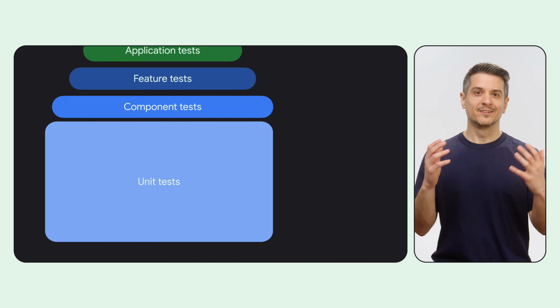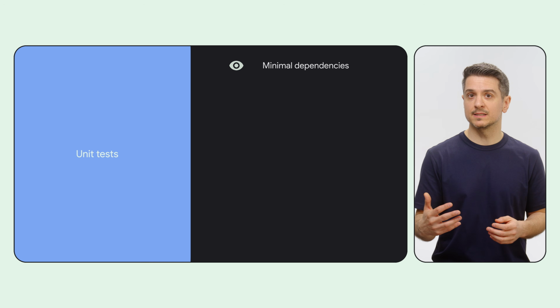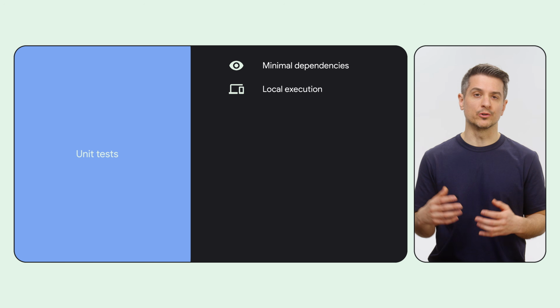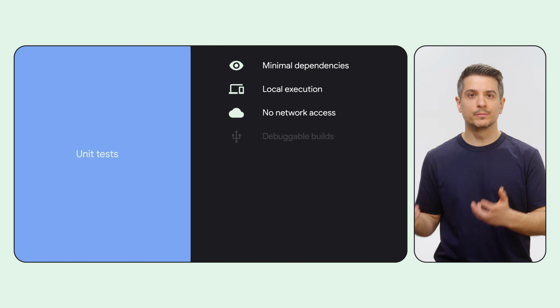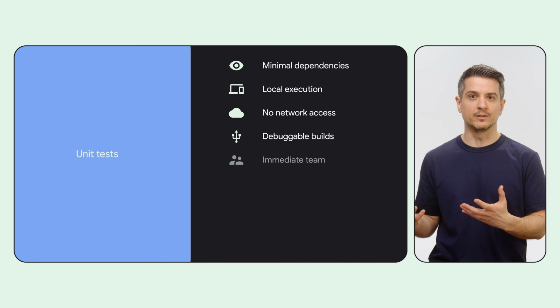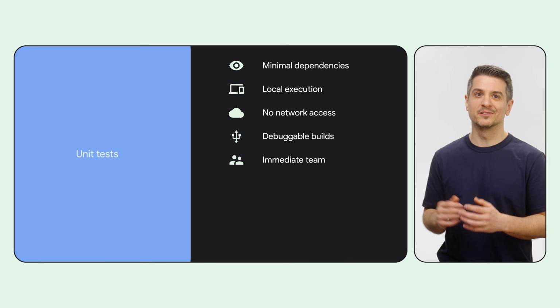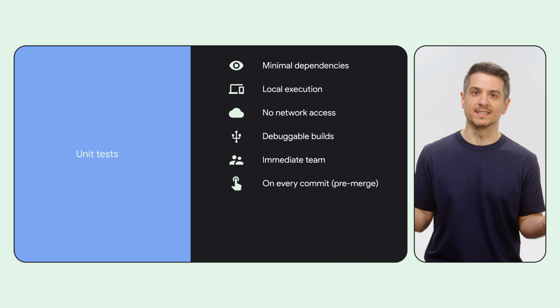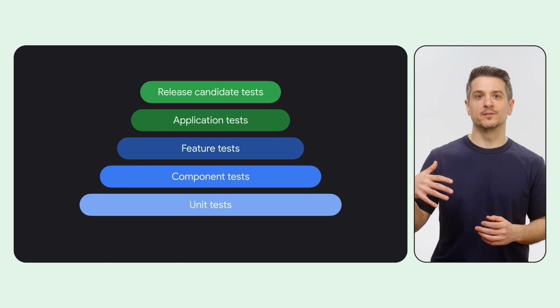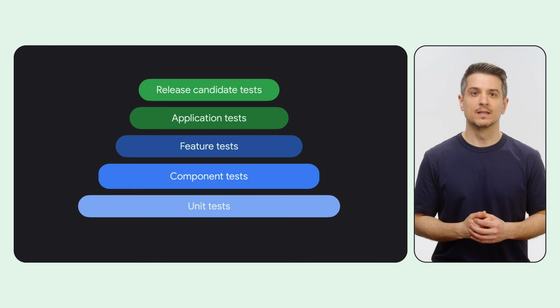From the bottom, unit tests have minimal dependencies. They run on the host machines, your workstation or CI server. They don't access the network. The build type is debuggable, the ownership is the immediate team, this is important, and they are executed before a merge. Nothing surprising there. So let's move on to the more novel categories.